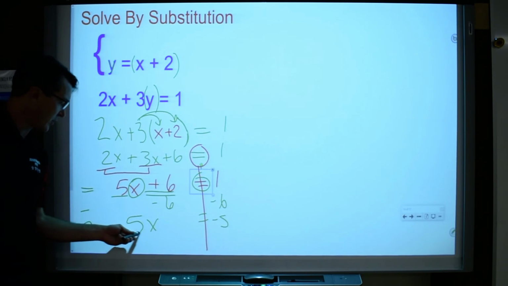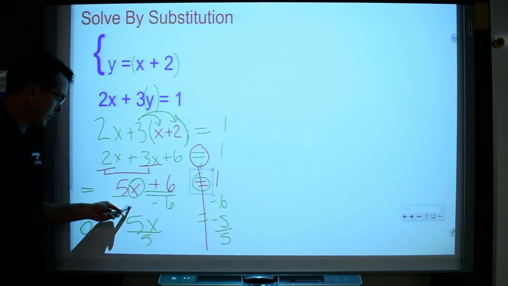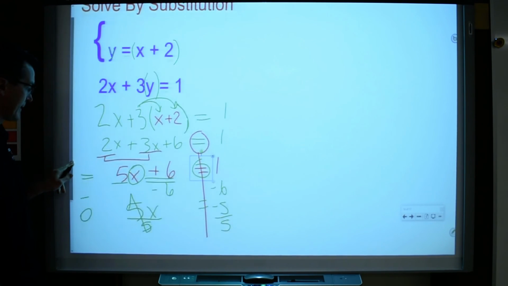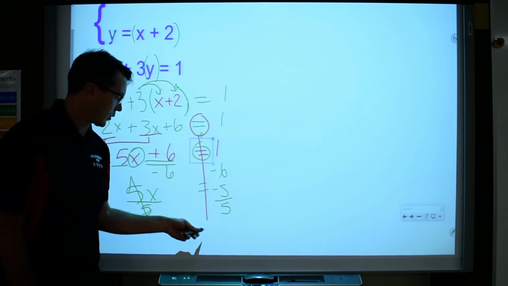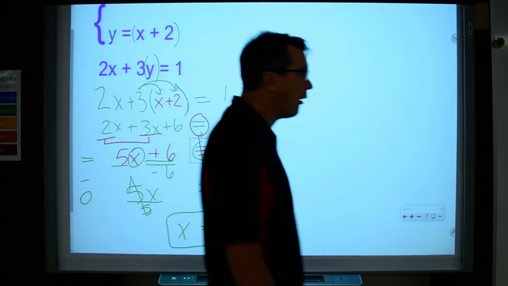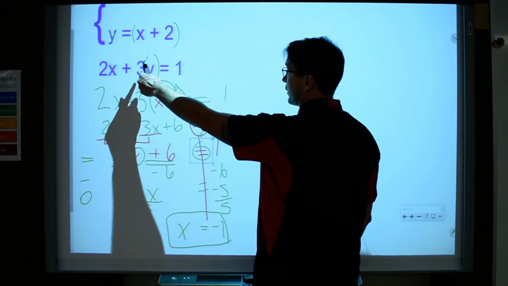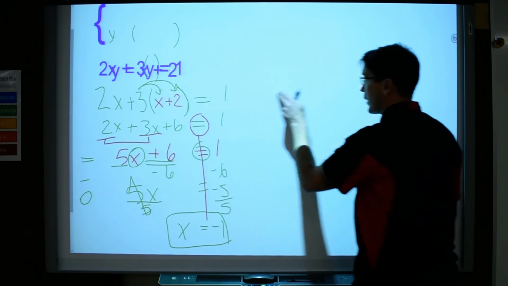And now I got to get x alone, so I divide by 5. Divide by 5, get rid of the coefficient. 5 divided by 5 is 1. And x equals negative 1. And am I done? No. That's right, I'm not done because I got to go find out what y is. Again, I can't go back to the equation I was just working on. I have to go to the other equation.